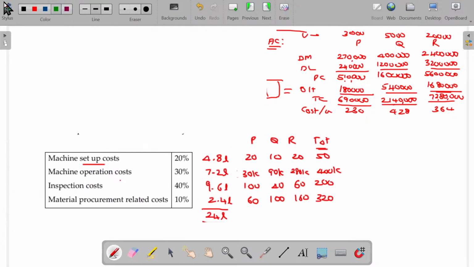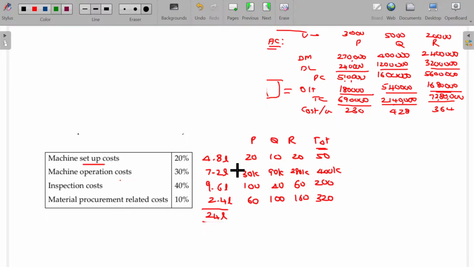Under ABC costing, machine setup. What is the total cost for machine setup? 4.8 lakhs should be shared among the 3 in the ratio of 2:1:2. Tell me. 1,92,000, 96,000, 1,92,000.